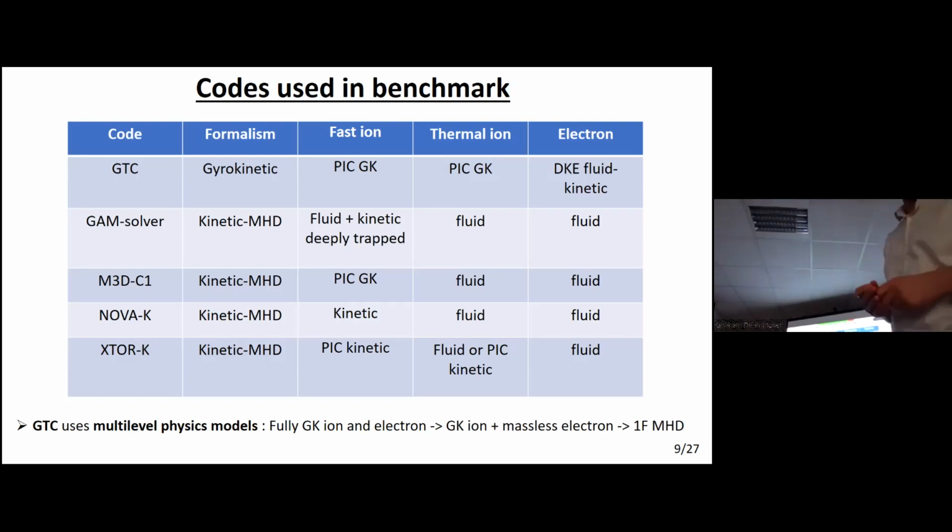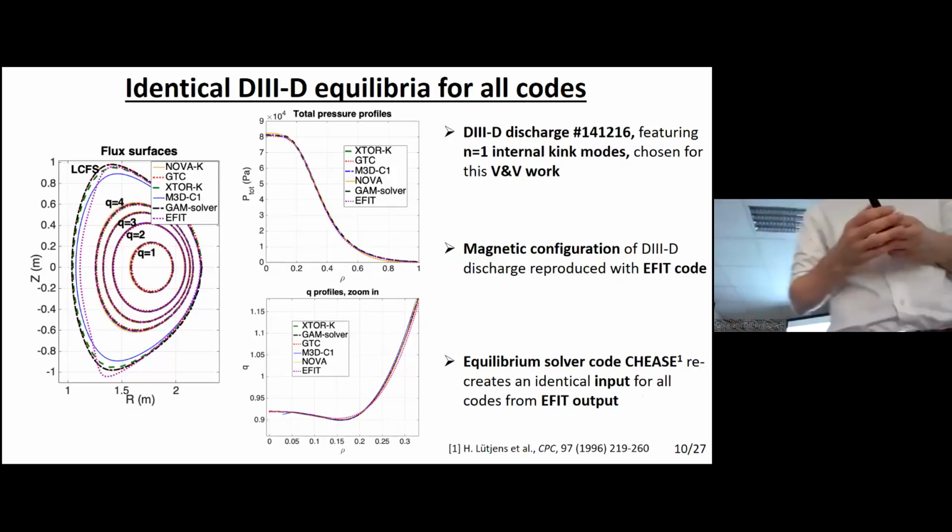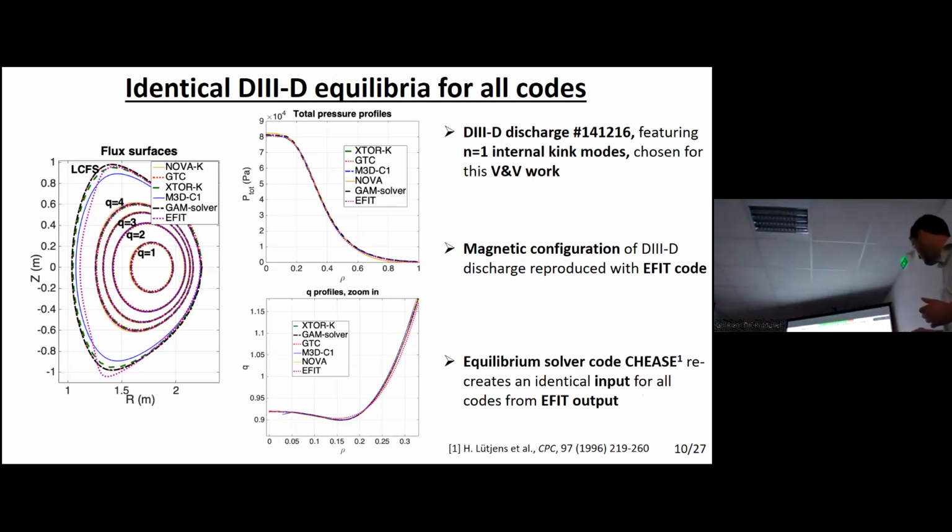So now let's describe the discharge that we have used to conduct this V&V work. We have selected this discharge here that features an equivalent kink mode. And we have reproduced the magnetic configuration from that discharge using the EFIT code based on experimental measurements. Here you can see the different flux surfaces in the poloidal plane between different codes. The issue is that all of the codes in our benchmark can't take EFIT as the input for the simulation. So we have to recreate all of those equilibria using the CHEASE code and then make sure that they were identical to the EFIT output. That's what we did here.